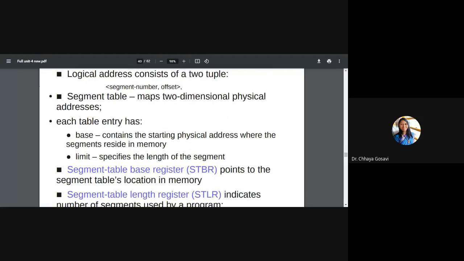For implementing segmentation, we also need a segment table to be loaded in main memory, and the segment table should have a segment table base register and a segment table length register. The segment table consists of two columns: segment number and offset, that is called base and limit.